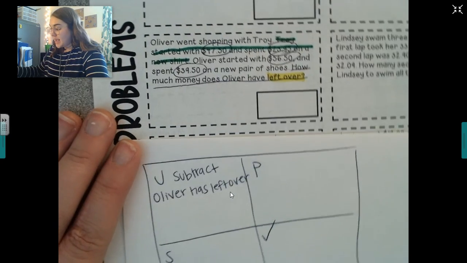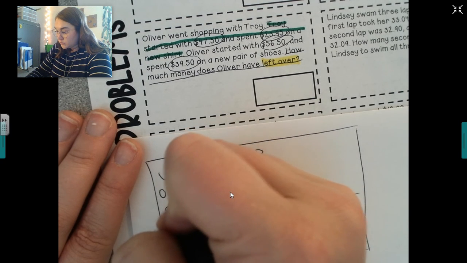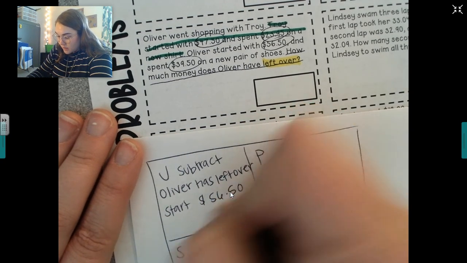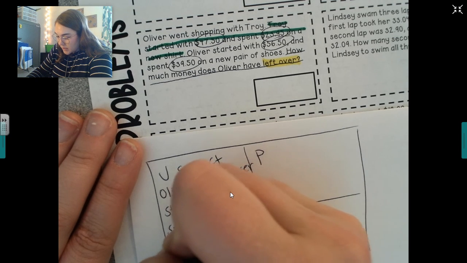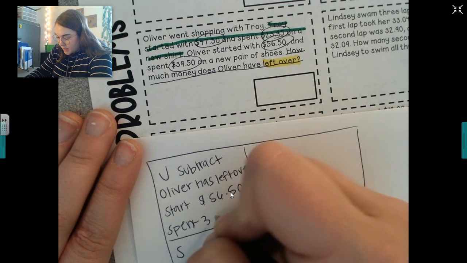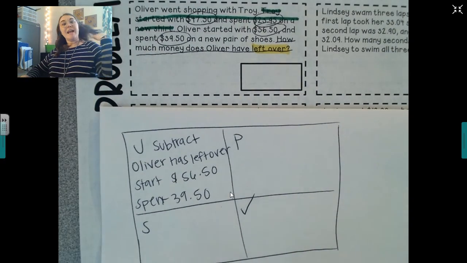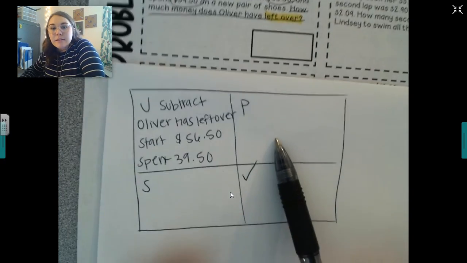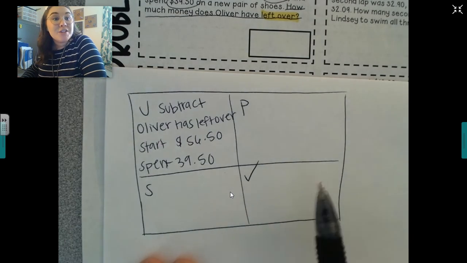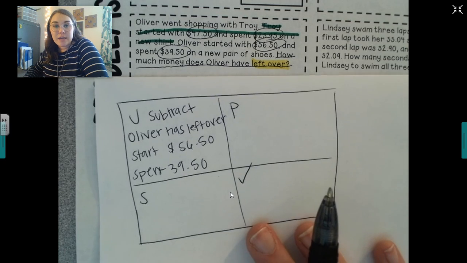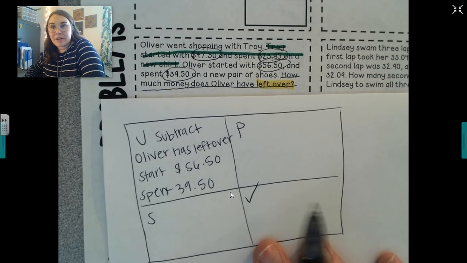So we're going to say he started with $56.50 and he spent $39.50. So I want you now to plan and solve and check the problem. Plan, solve, and check, and then we will check your answer together.